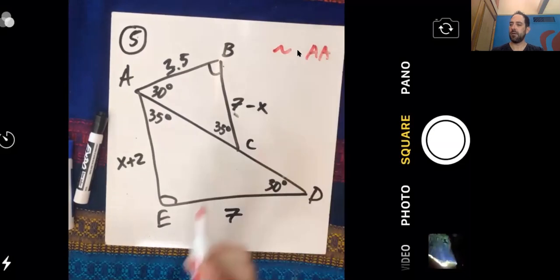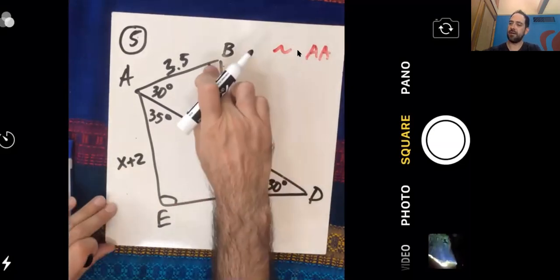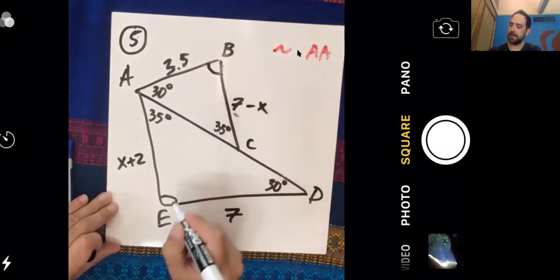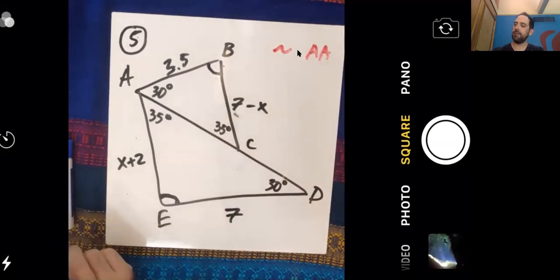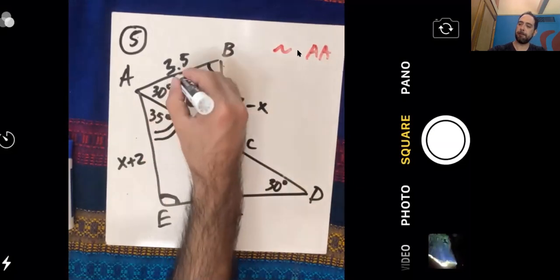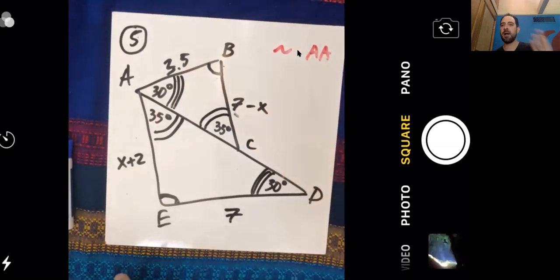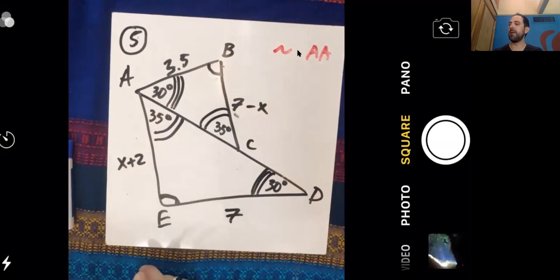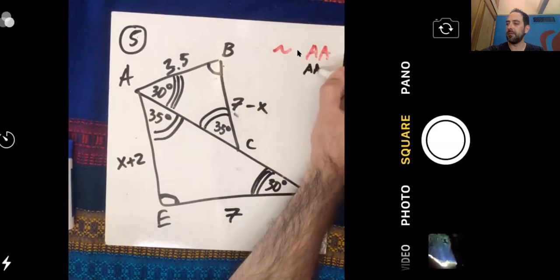Well, we have these angles, angle E and B, and these almost look like right angles or not. That's that angle, and that's that angle. So we have one pair of angles in common. Then we have this 35 and this 35. We have this 30 and this 30. So we've extended beyond what we needed to find two angles in common. We found three, and again, if you have angle, angle, you always have angle, angle, angle. But we don't need to prove angle, angle, angle.